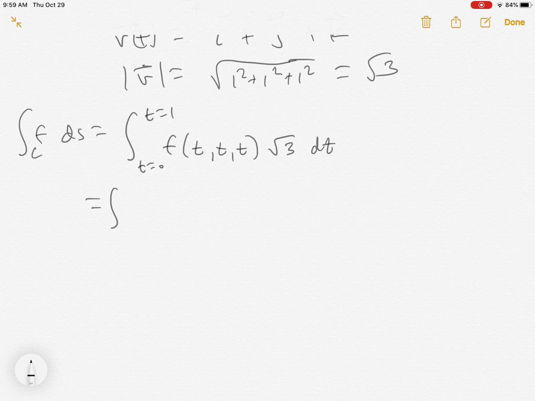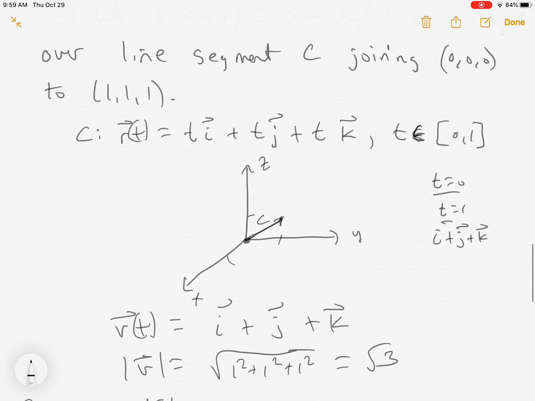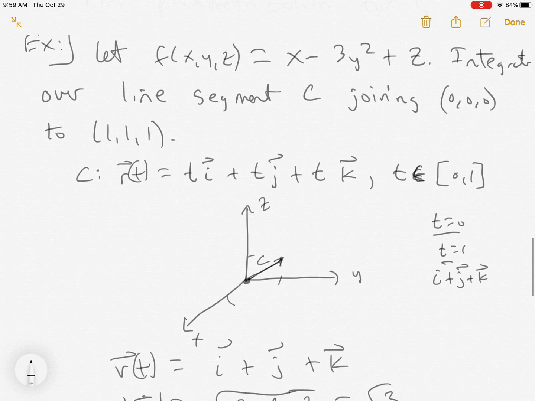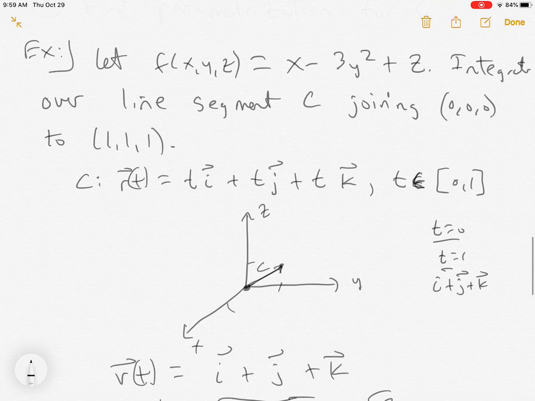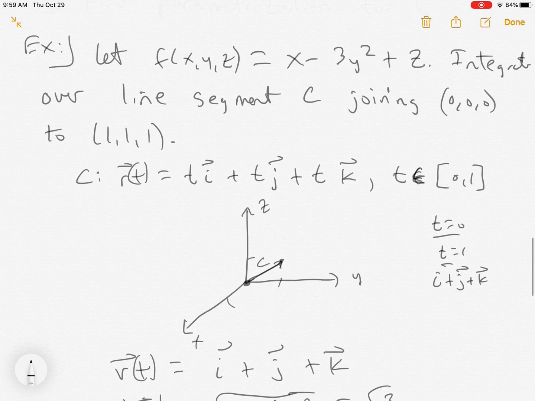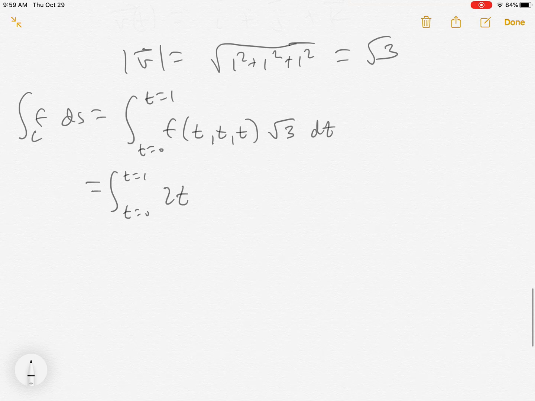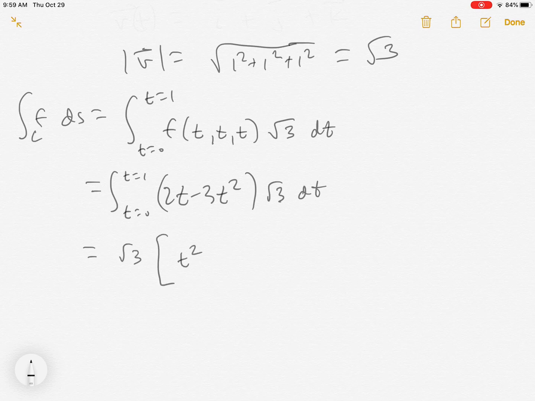So now we evaluate f at triple t, and what do we get? Two t minus 3t squared, root 3 dt. Which becomes t squared minus t cubed, which is 0.